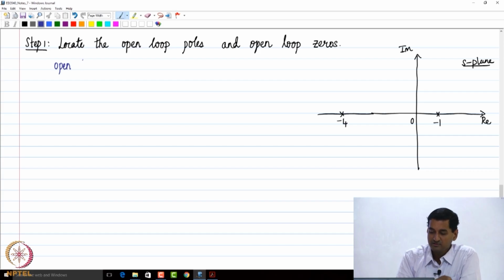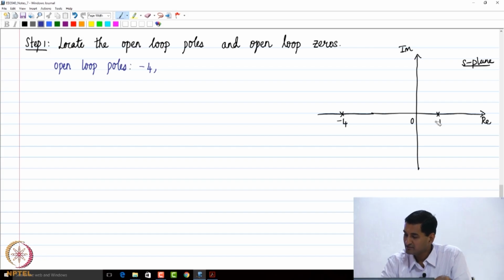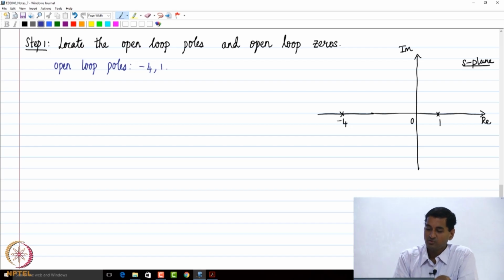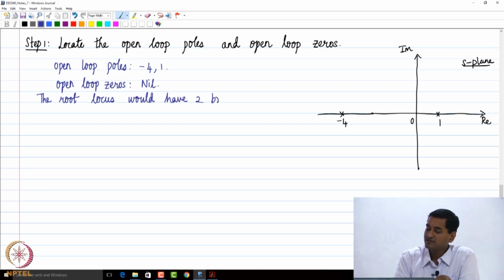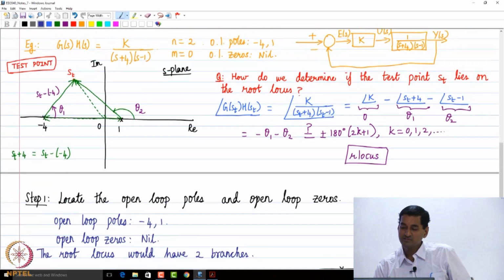So the open loop poles are at -4 and +1, right? There are no open loop zeros. Now there will be two branches in the root locus, because n is 2 here. The root locus would have two branches. That's pretty obvious, because we can see immediately from the open loop transfer function that the order of the closed loop system is also going to be 2, right?